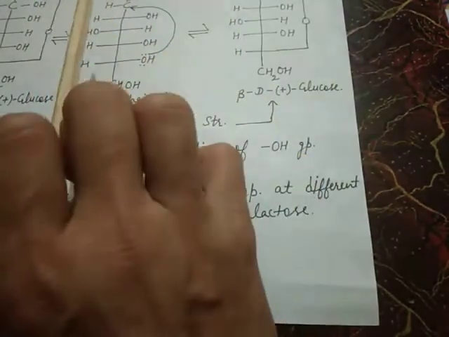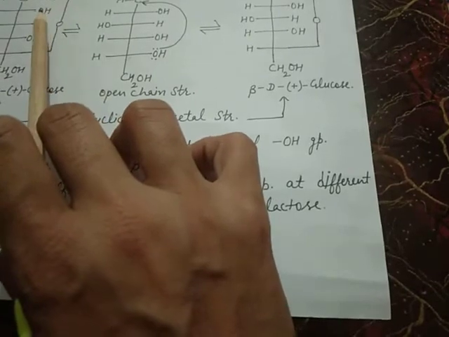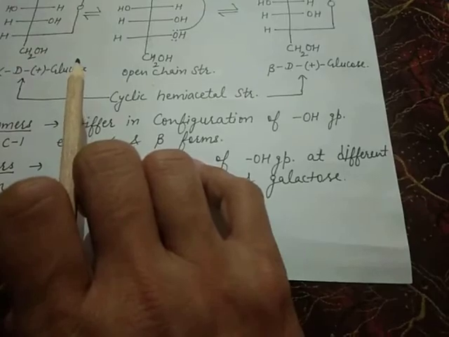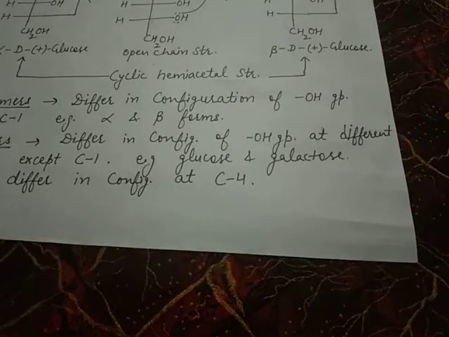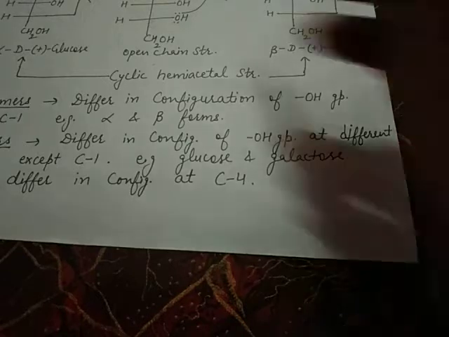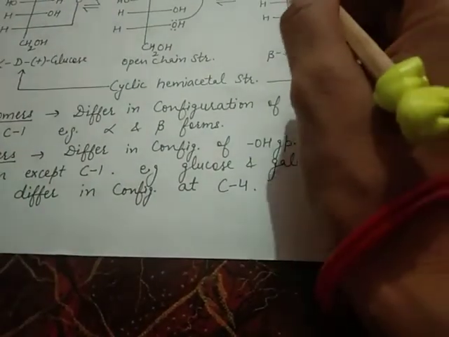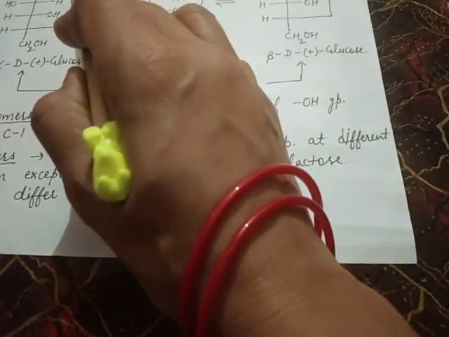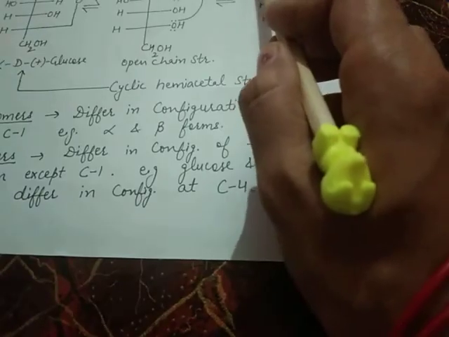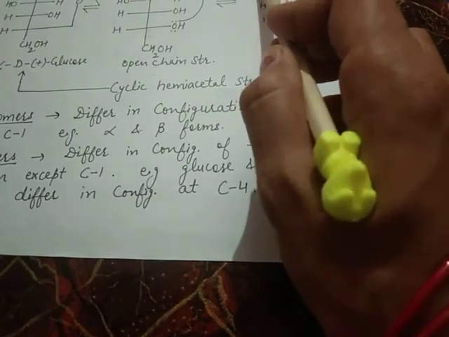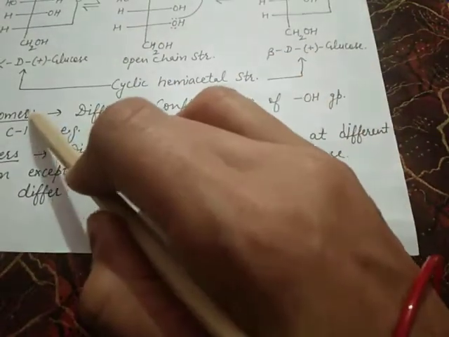How will you differentiate the alpha and beta D glucose structures? The structures which differ in configuration of the OH group at carbon 1 will form alpha and beta. Only carbon number 1 changes. Here the OH group is on the right hand side and here the OH group is on the left hand side. These configurations are called anomers.